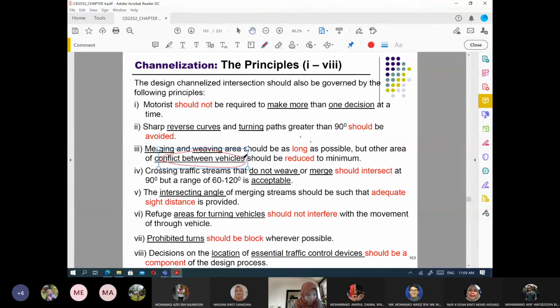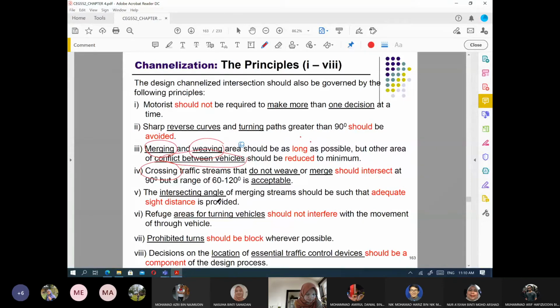Crossing, why is it? Okay, this is number 1, merging. And then we have weaving, and satu lagi kita ada crossing. So kita akan tengok 3 jenis konflik ni dekat persimpangan. Okay. Crossing traffic streams that do not weave or merge should intersect at 90 degrees, but a range of 60 to 120 is acceptable. Okay, yang ni dia punya angle lah.